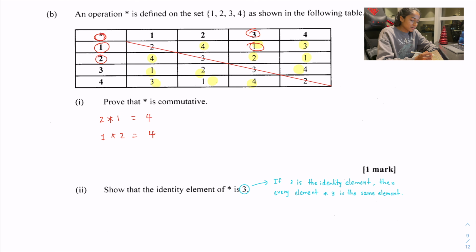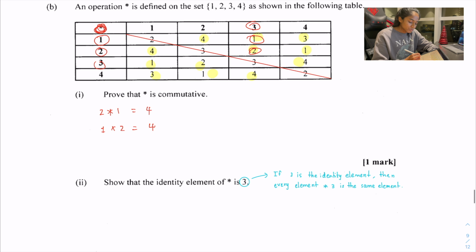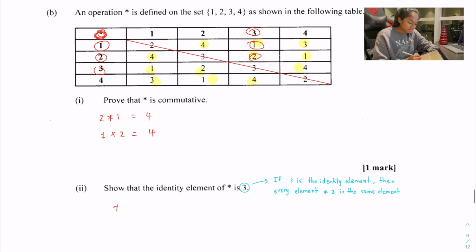2 star 3 should give back 2. 3 star 3 should give back 3. And that's how it works. So 1 star 3 is equal to 1. You see, it gives back the same element, and that's why it is the identity element. So 2 star 3 is equal to 2, 3 star 3 is equal to 3, and that's pretty much the point.